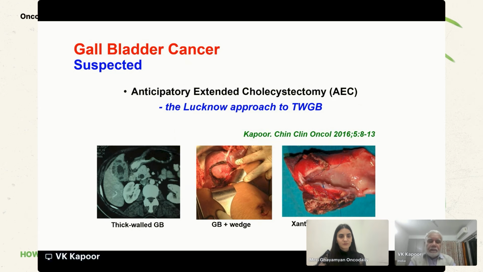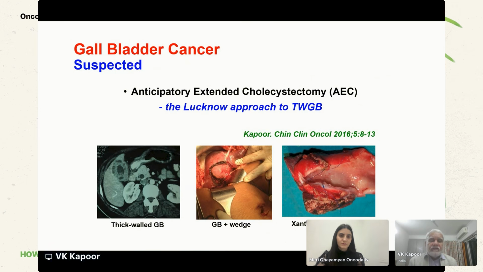So in these cases, we recommend what is called an anticipatory extended cholecystectomy. We remove the gallbladder with a 5 millimeter to 1 centimeter wedge of the liver parenchyma. So the dissection plane is not between the gallbladder and cystic plate. It is outside the cystic plate in the liver parenchyma. And then we subject the specimen to frozen section. If it is negative, as it should be in the majority of the cases, nothing more needs to be done.